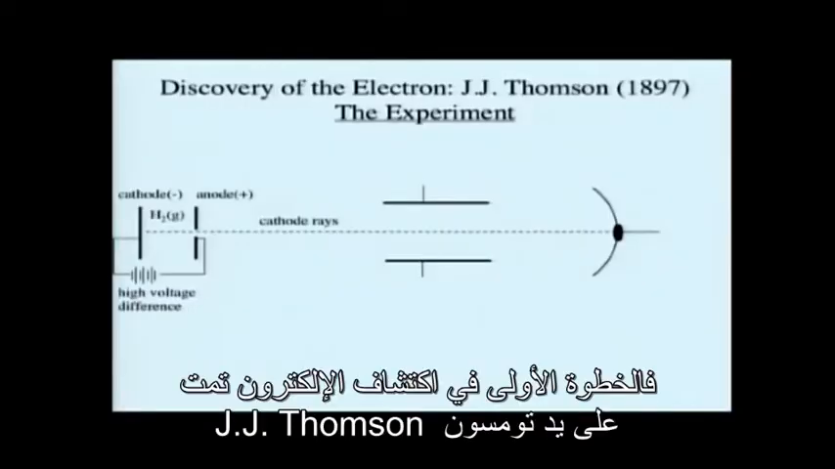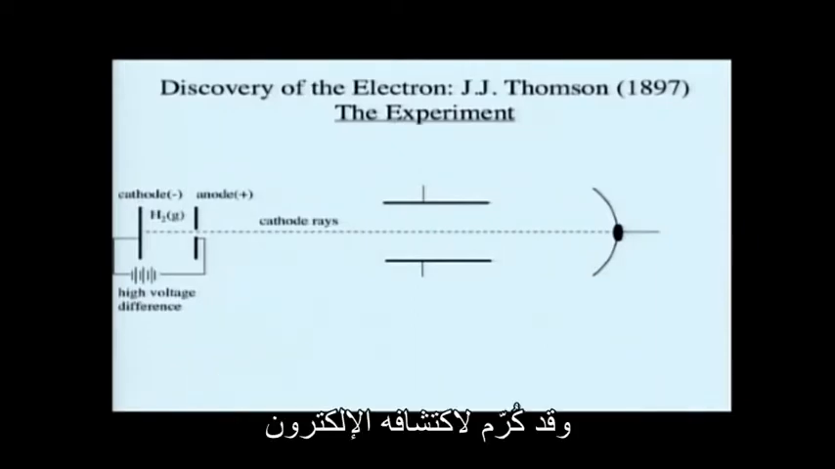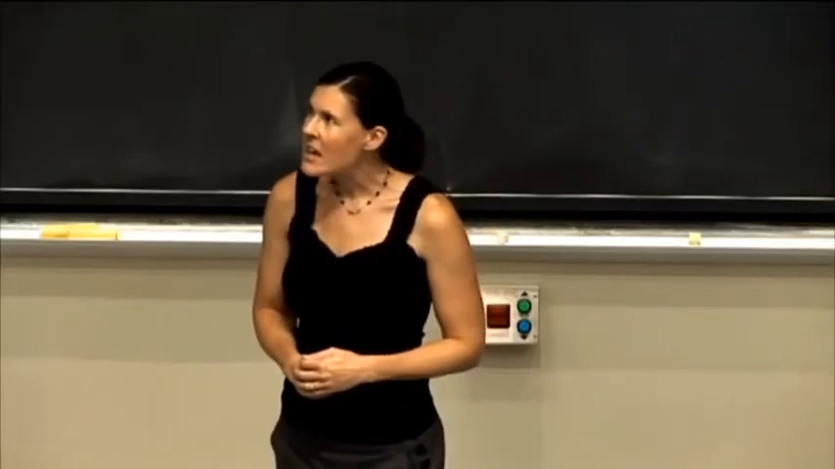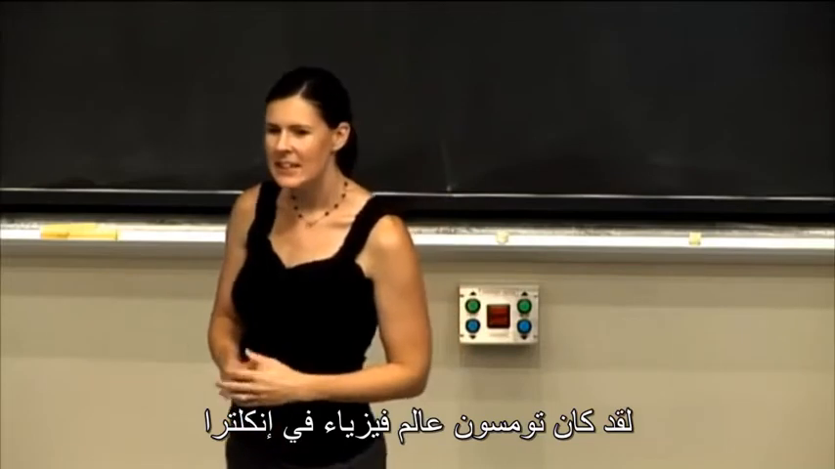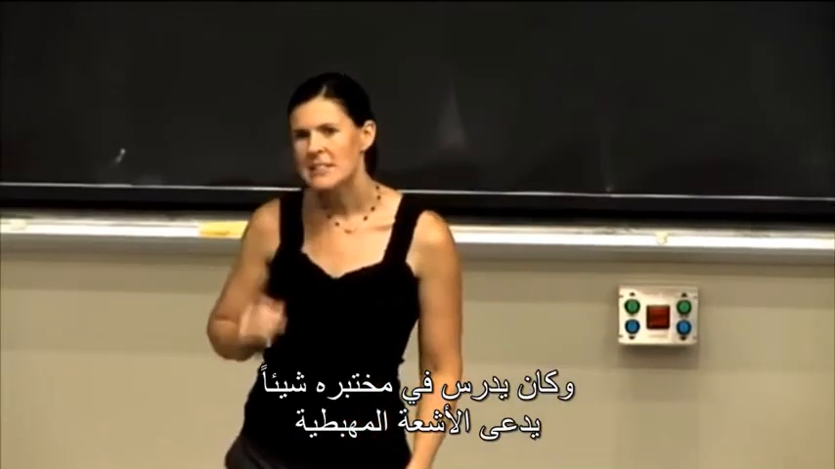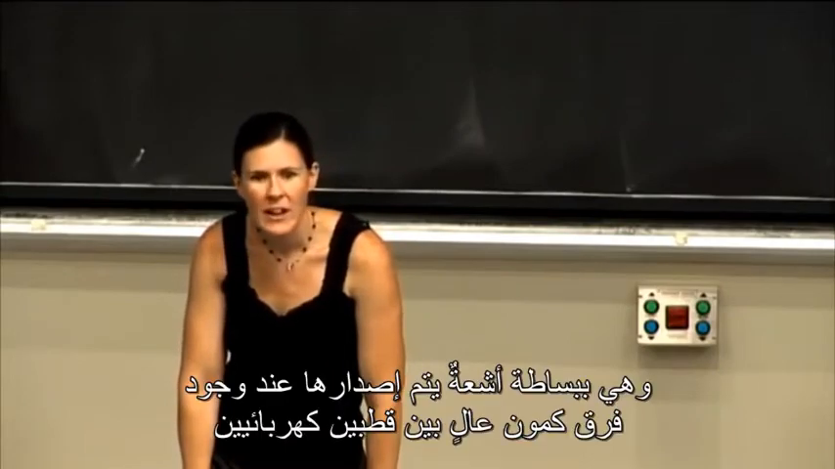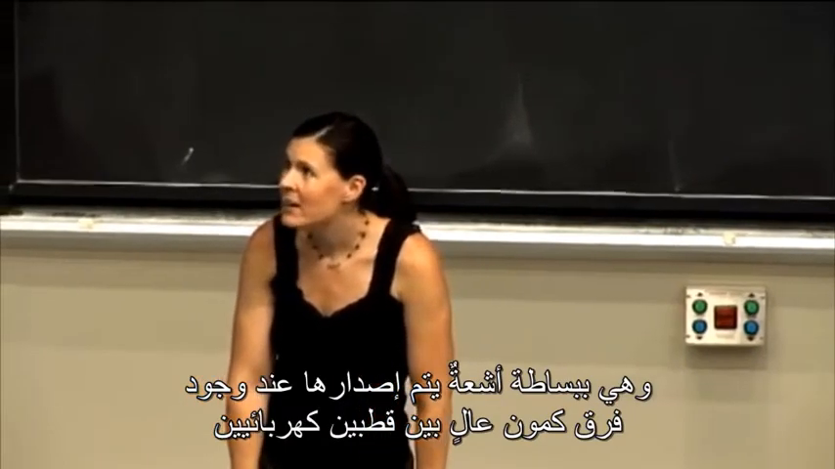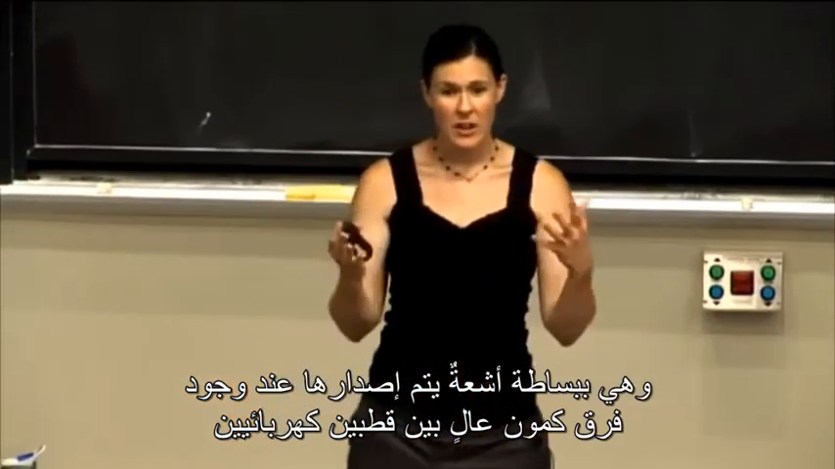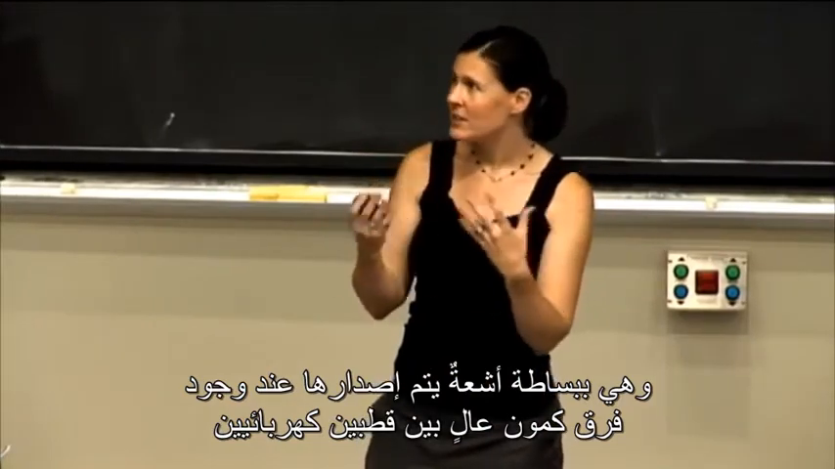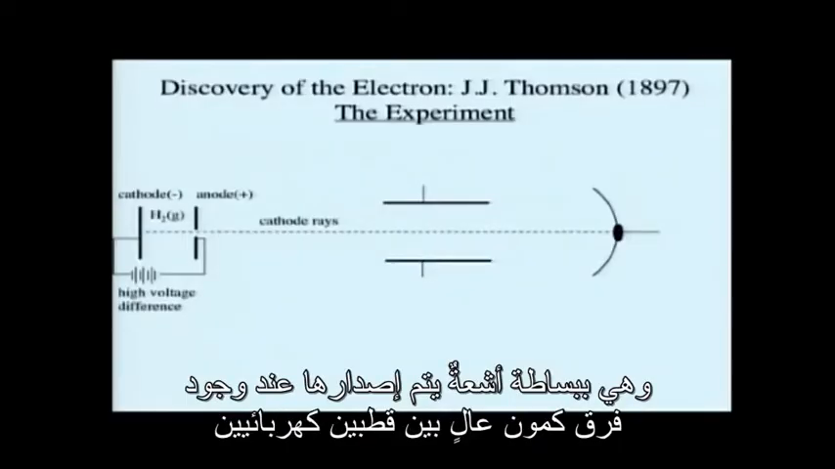And the first step in discovering this is not the case was accomplished by J.J. Thomson. J.J. Thomson is credited for discovering the electron. He was a physicist in England, and what his laboratory was studying is something called cathode rays. Cathode rays are simply rays that are emitted when you have a high voltage difference between two electrodes.